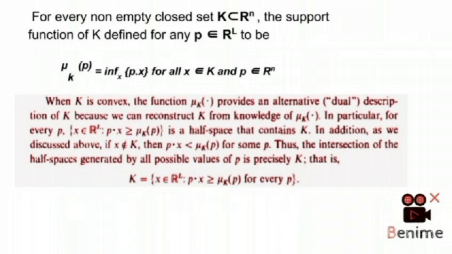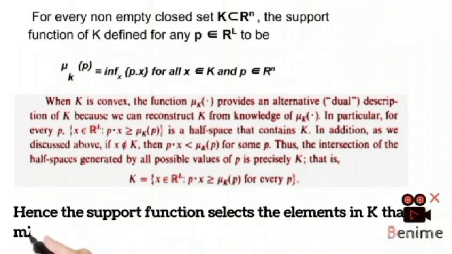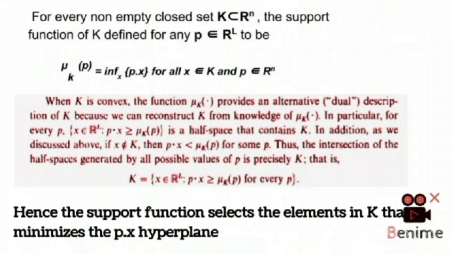We will see now how it happens. Notice that for every p, the set of x belongs to R^n such that p·x ≥ μ_K(p) is a half space that contains K, and if x does not belong to K, then p·x < μ_K(p) for some p. Thus, the intersection of the half spaces generated by all possible values of p is precisely K. That is, K is equal to {x belongs to R^n such that p·x ≥ μ_K(p) for every p}.